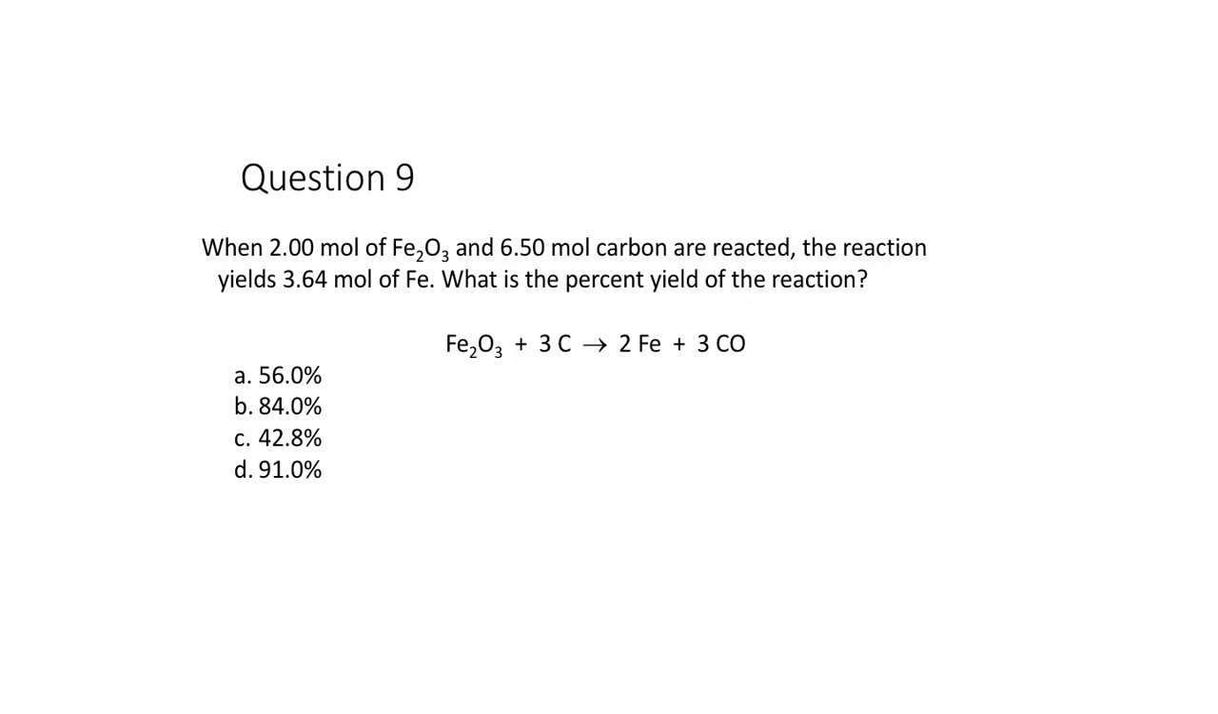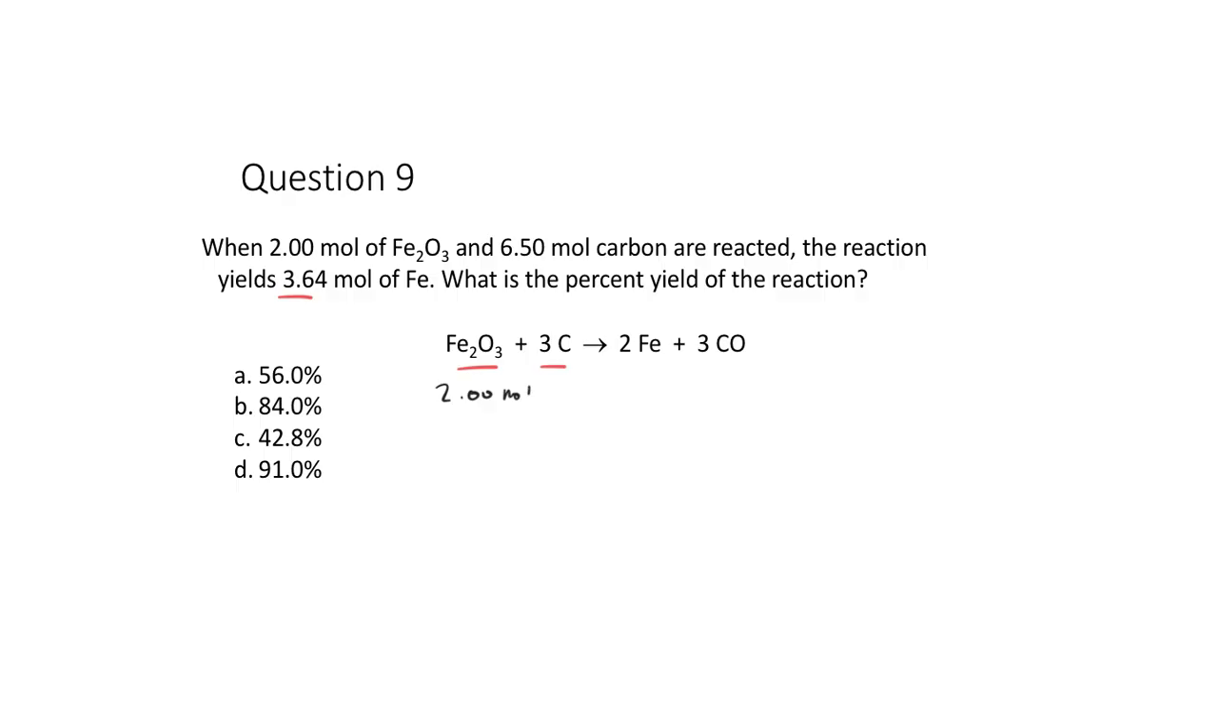Question 9, 2 moles of iron oxide, 6.5 moles of carbon react. What's the percent yield of the reaction if we get 3.64 moles of iron produced in the reaction? So again, I go back to a BCA chart.